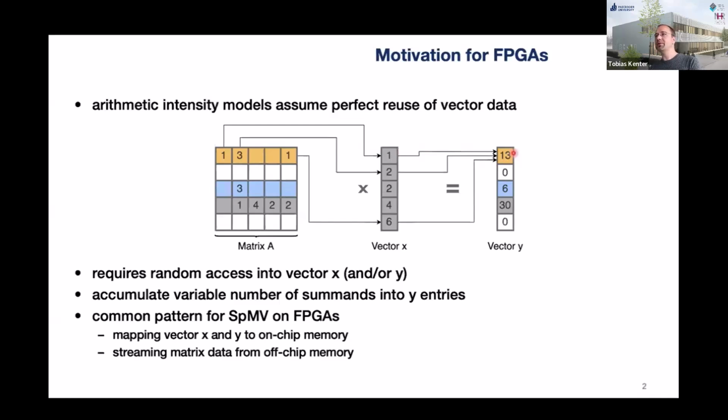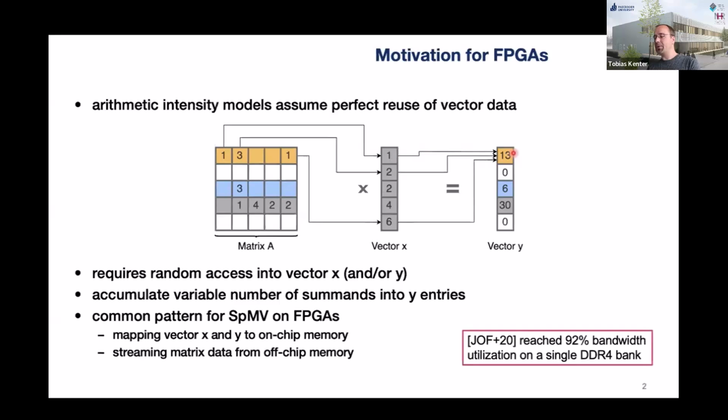A common pattern to implement this on FPGAs is to put the vector data all in fast on-chip memory, and then stream the matrix data from off-chip memories, so we can have a high bandwidth utilization. One motivating work for our project was by Yain et al., which earlier on reached 97% bandwidth utilization on a single DDR memory bank. That was also the time when the first FPGAs with high bandwidth memory started to show up. So the idea was, okay, let's scale such a design up to the potential of high bandwidth memory cards, and we will get pretty good performance.